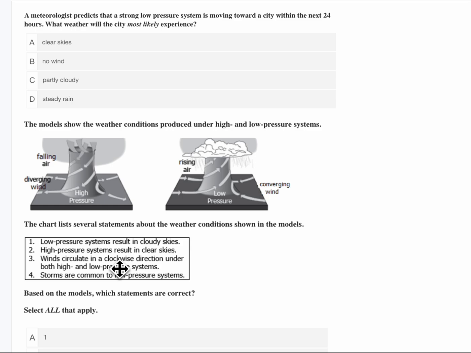A meteorologist predicts that a strong low-pressure system is moving toward a city within the next 24 hours. What weather will the city most likely experience? A. Clear skies. B. No wind. C. Partly cloudy. D. Steady rain.